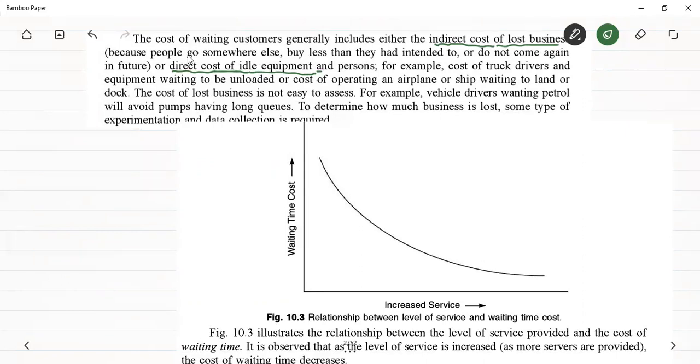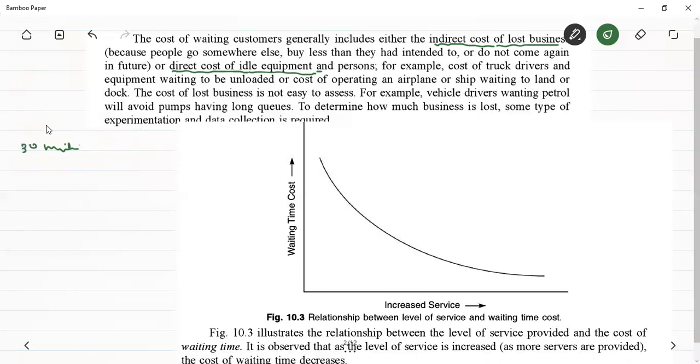Okay, suppose a person goes into a restaurant. Suppose it takes 30 minutes for the food to arrive. Obviously, this person won't prefer going to this restaurant again, because the service takes a lot of time.